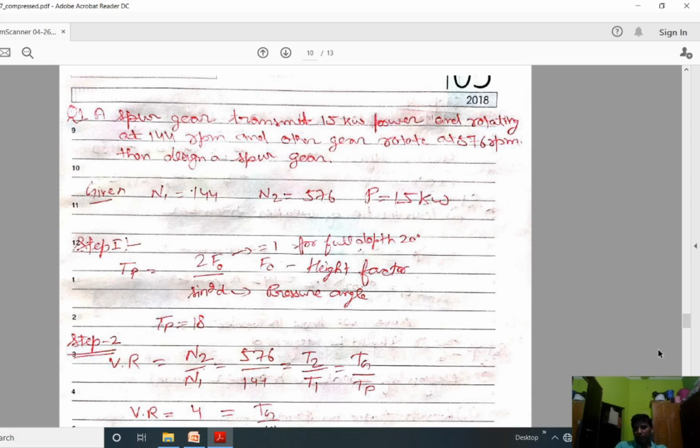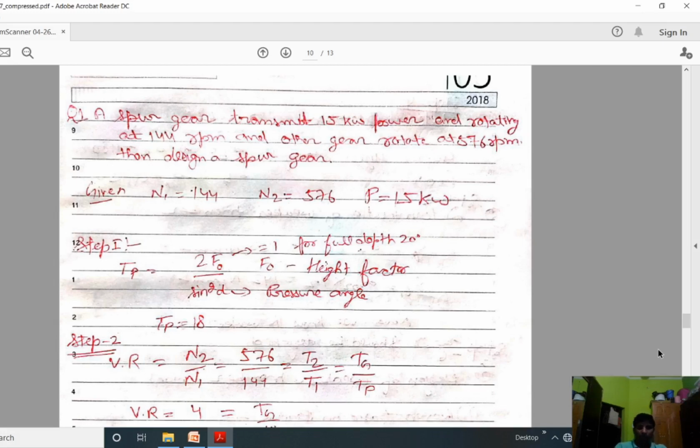That is, power transmitted. And we have to take a few assumptions because we have only a few dimensions, so we assume many things in this numerical. We have to assume that the gear and the pinion are made of the same material. So we have to find only the Lewis form factor for the pinion only, don't find the value of Lewis form factor for the gear. So in step number 1, we have to find out first the teeth, as we already discussed, first the teeth on the pinion.